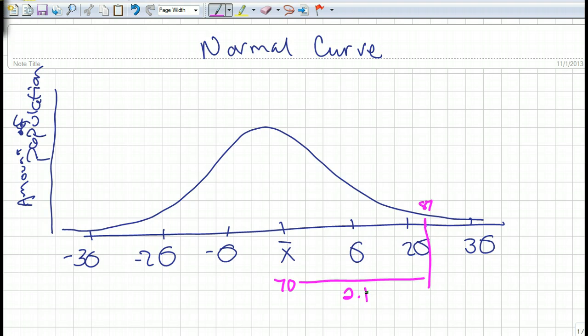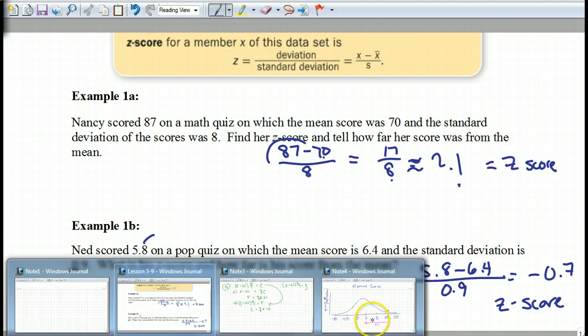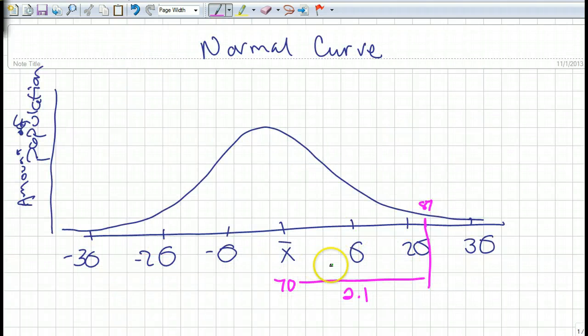So as you can see, her distance from 70 was a 2.1, right? Wait, ours says 68. Or are you just using this example? Are you referencing 1A? I'm referencing 1A, where we earlier found that Nancy had a score of 87 and the mean was 70. She was 17 away from it, but then if you divide it by 8, she was a distance of 2.1 from the mean. So basically, what it's telling you, the z-score is 2.1 standard deviations away from the mean. Okay? That is what a z-score is.